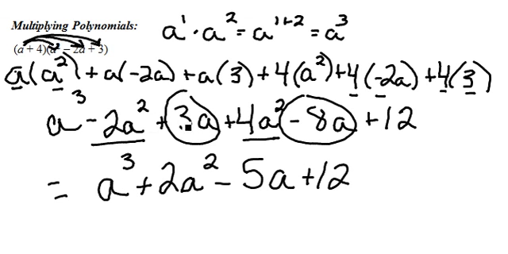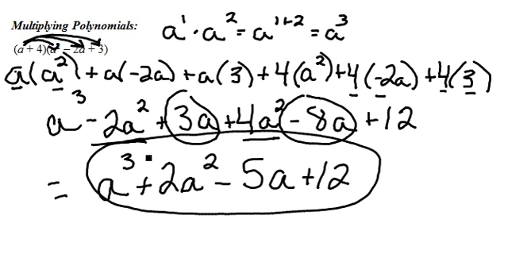So the product of these two polynomials is a cubed plus 2a squared minus 5a plus 12.